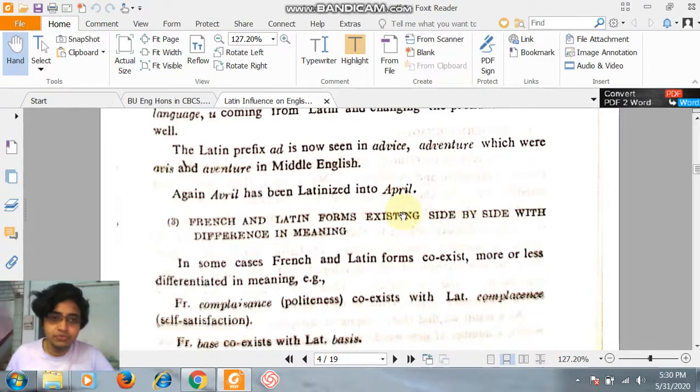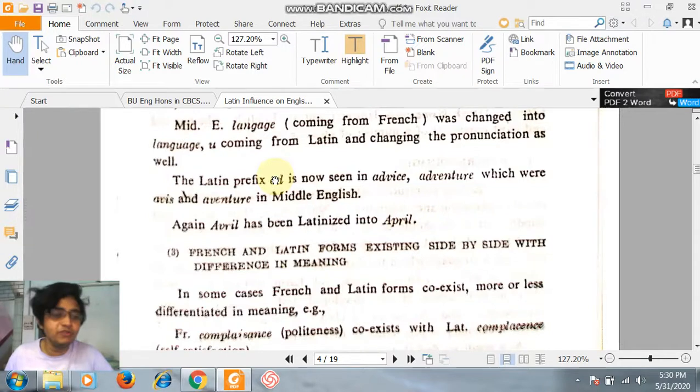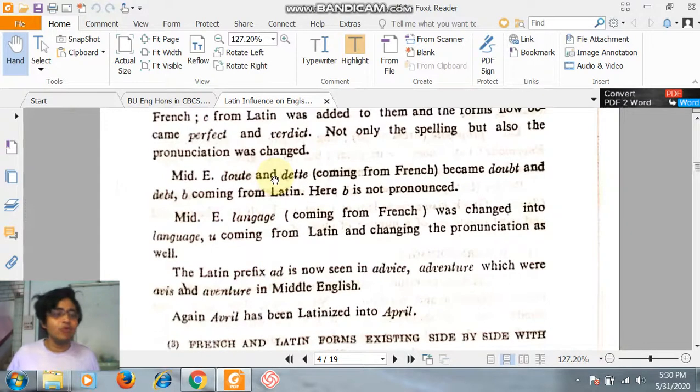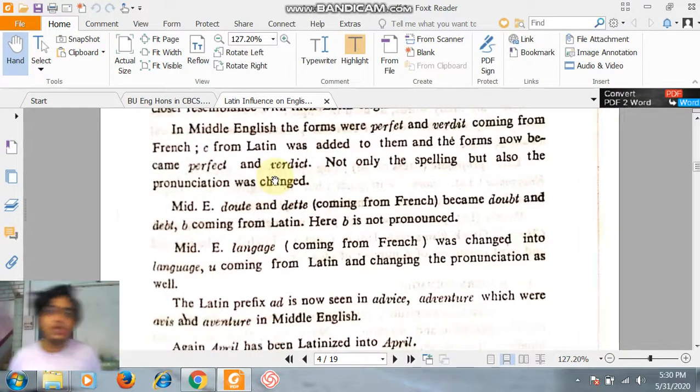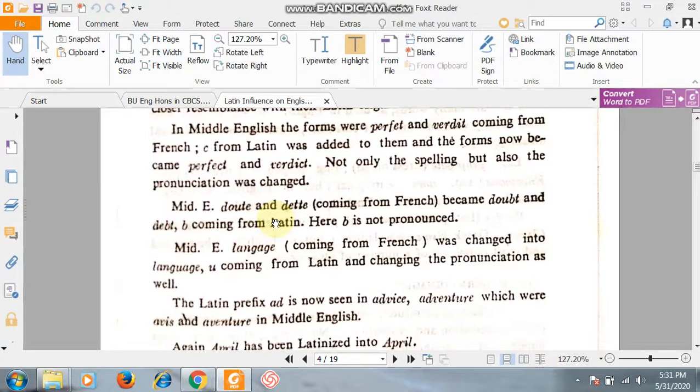So you can understand that adding new prefixes and suffixes to create new words is a very important Latin influence. These we have to memorize a lot. History of the English language, specifically the influence section, the enrichment of the English language section, where Latin influence, French influence, Scandinavian influence.